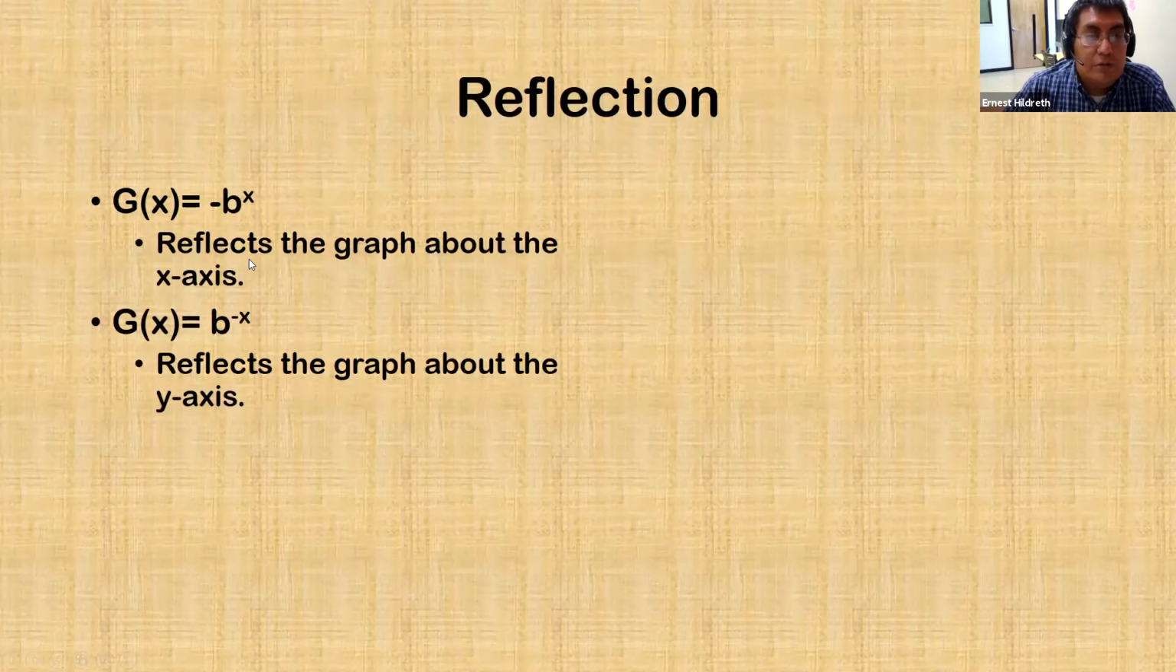Here is the reflection. You have the base, which is b. It's negative, so it would reflect around the x-axis. And then you would have a negative exponent of x, and that would reflect around the x-axis.